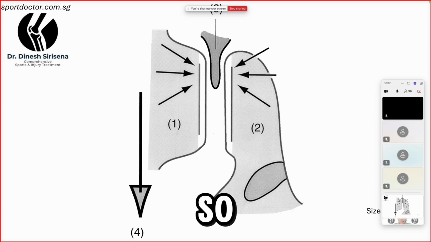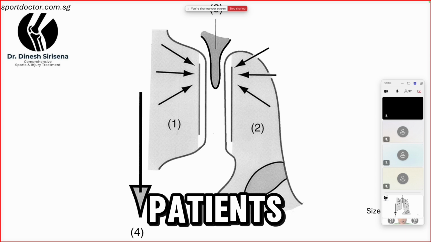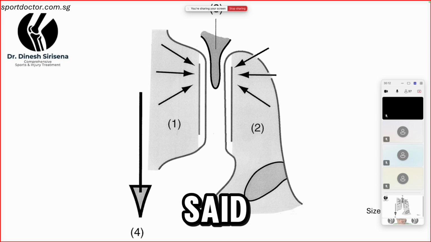I think this is very relevant in terms of assessing patients with back pain. And if, like I said, you are at all interested, please let me know, and then I'll share this paper with you.